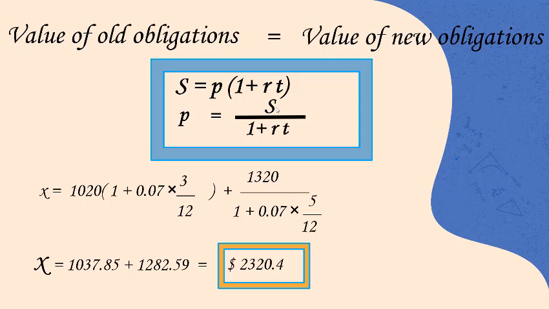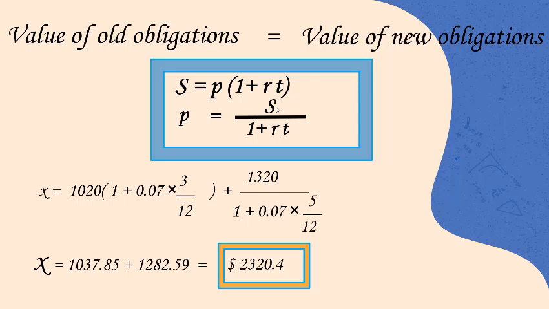The main formula: value of old obligations equals value of new obligations. We can use two formulas, S = B(1 + RT) and B = S / (1 + RT). The left-hand side equals X, and the right-hand side equals the amount of 1020 plus the present value of 1320.